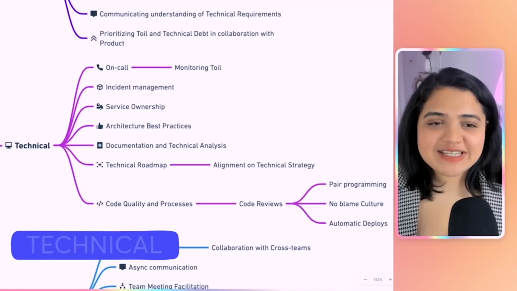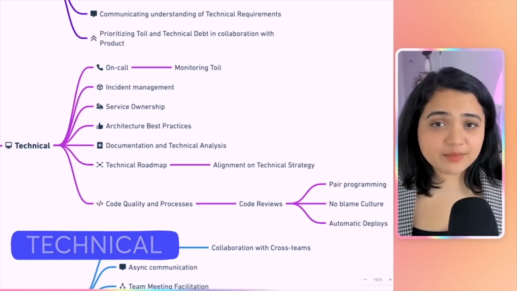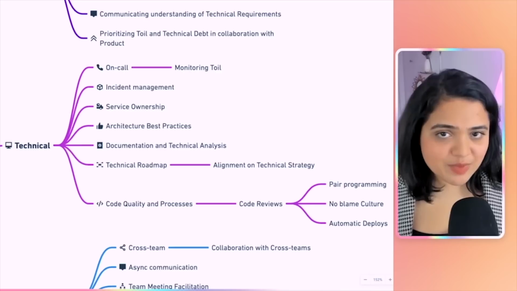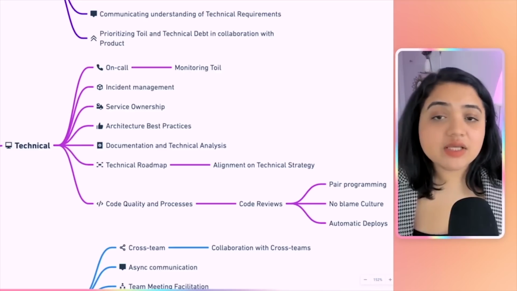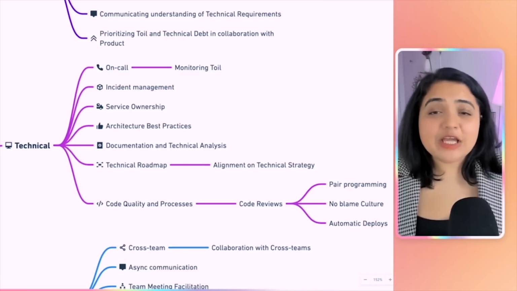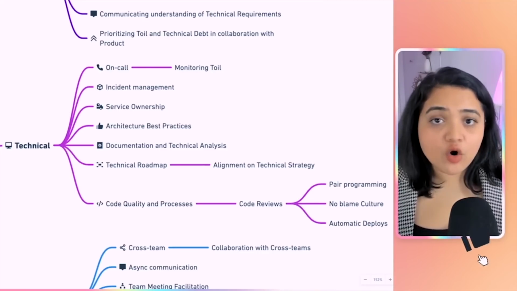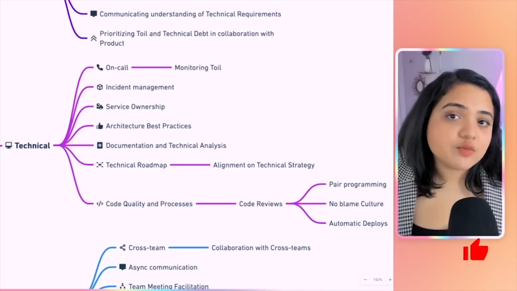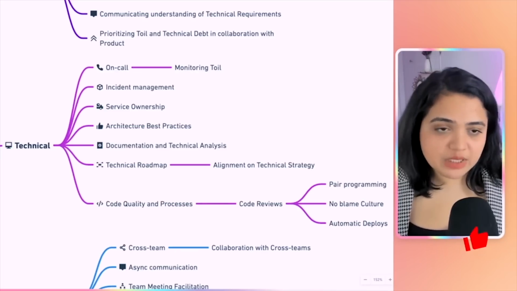We should call this technical excellence, because as an engineering manager, you need to make sure that your team is following the best practices and everything is under control from an architecture perspective and so on as well. Now again, you don't need to solve all of these problems yourself, but get the team together to make sure that these problems are being solved.